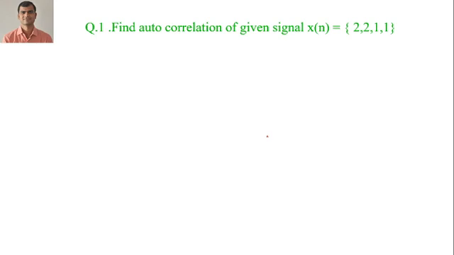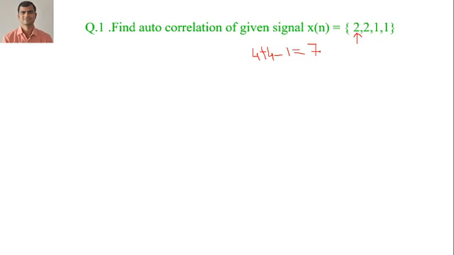Now we will see a question on auto correlation. Find the auto correlation of the given signal x of n: 2, 2, 1, 1. Here the arrow is not mentioned, so by default this is the 0th position. What is the number of samples in the output sequence? Auto correlation is a relation between the same signal, so we have x of n twice. x of n has 4 samples, again 4 samples, so 4 plus 4 minus 1 equals 7 samples. So the number of samples in the output sequence is 7.